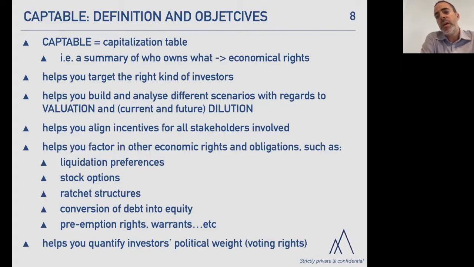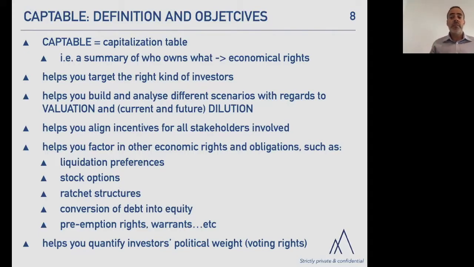It helps you understand what kind of investor would fit within a specific investment round. As I just said, you can actually build a lot of different scenarios, and I encourage you all to do it. Scenarios in terms of valuation and the dilution in different rounds. We'll do an example later, so you will see exactly what I mean by that. Also, it helps towards aligning incentives for all stakeholders, because it will give you the visibility as to who owns what.